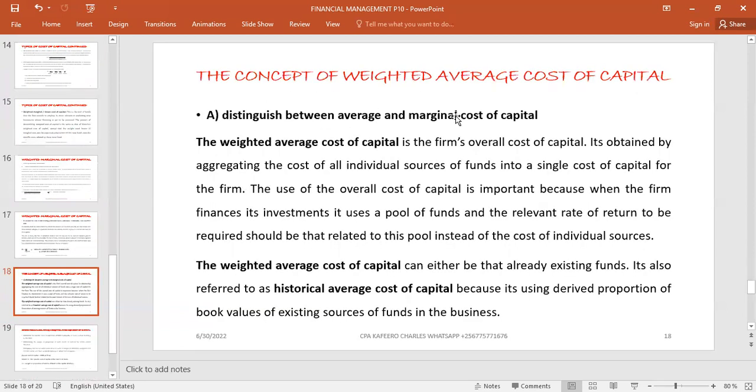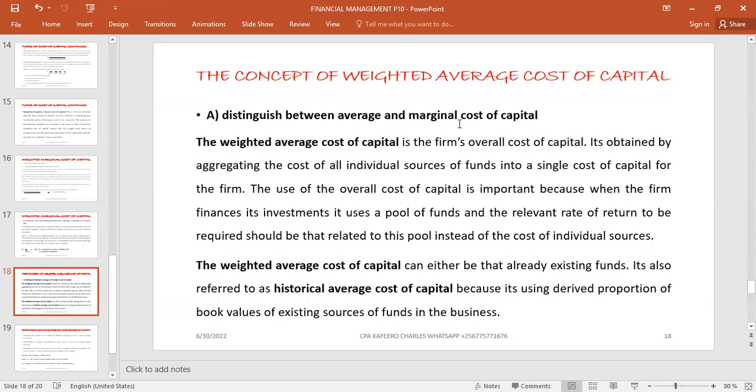So we are looking at the weighted average cost of capital. The other time we were looking at the weighted marginal. Marginal was just the additional capital we wish to put into the business. But this one, we are looking at the weighted average cost of capital. Let's try to get the sum. What are some of the differences? What makes it different from the average and the marginal cost of capital?